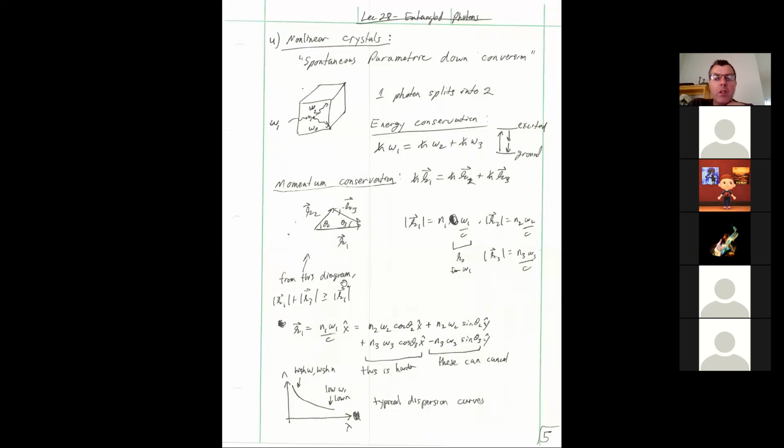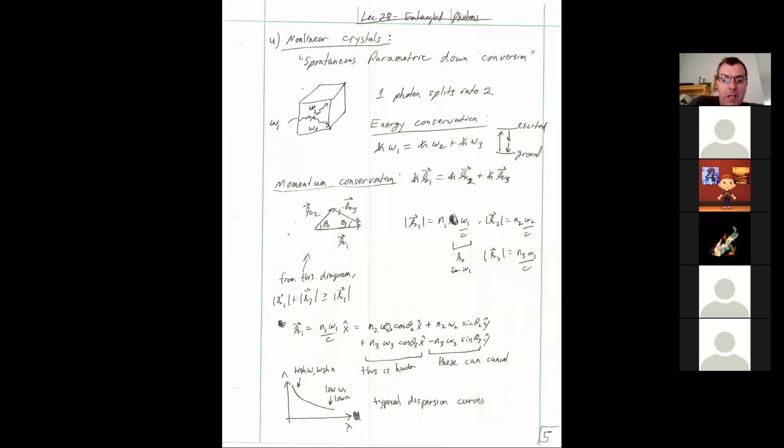All right, and if we were to work this out in terms of angles, well, let's see here. k1 was in the x direction, so n1 omega 1 over c x hat, and then I left out the c's, oops. n2 omega 2 cosine theta 2 x hat plus n3 omega 3 cosine theta 3 x hat. And then in the y direction, we've got sines and we've got plus and minus. Getting the sine theta terms to cancel is not so hard. Positive and negative are by definition opposite. So getting these to be equal and opposite, not so hard.